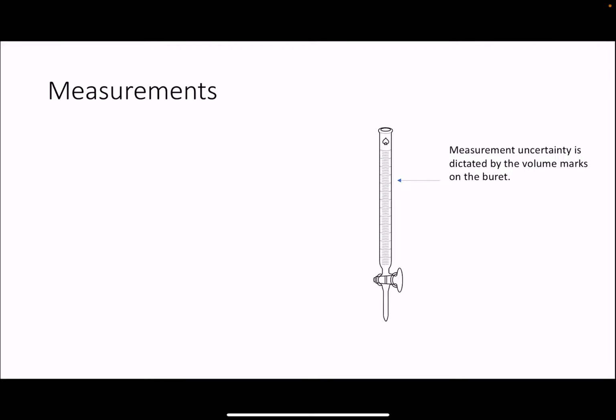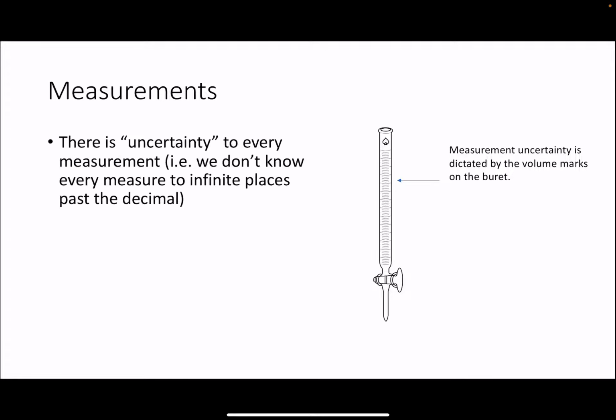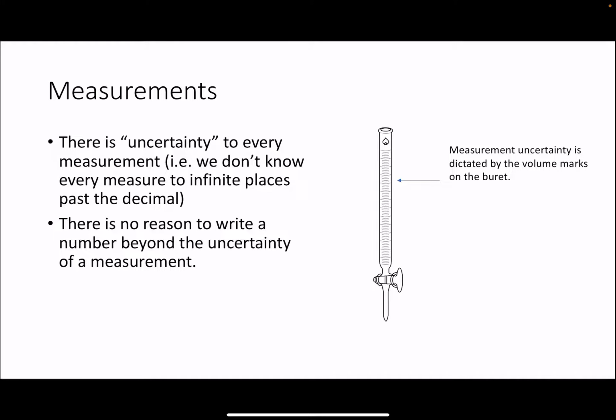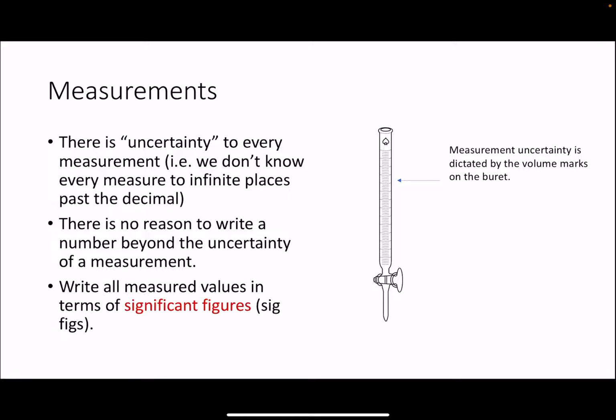So we're going to talk about measurements and significant figures in measurements. Anytime you make a measurement, there's going to be uncertainty. We can't know a measurement to an infinite number of places; we can only know it so closely. There's no reason to write a number beyond this uncertainty, as long as we're not counting or it's a defined value. So we're going to write all measured values in terms of significant figures.